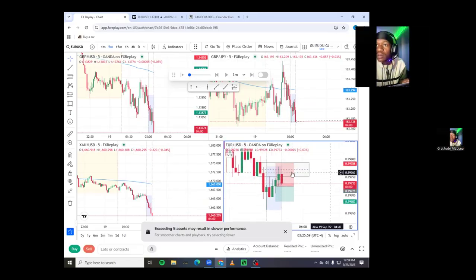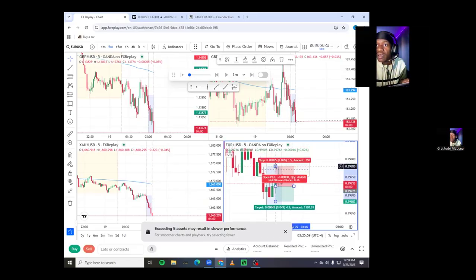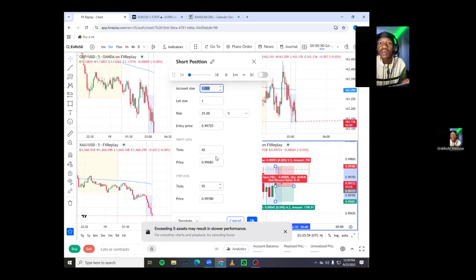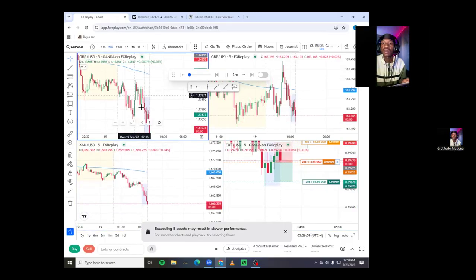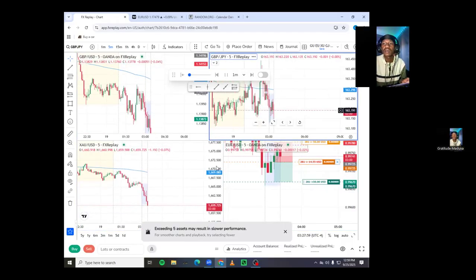So I'd wanna short 1:1. Let us see. 5.5, also 5.5. Place order. So, we just play it out whilst we look for other setups.